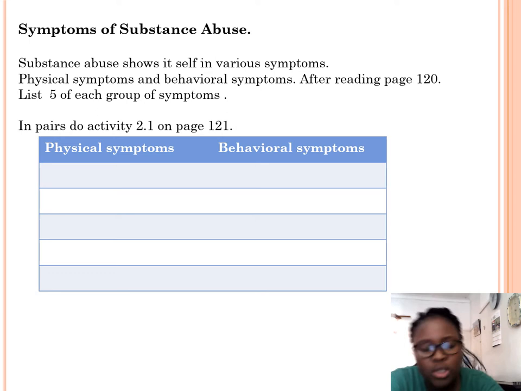Just to clarify the difference, physical symptoms are the ones that you can actually see and pinpoint and say, okay, this person might be taking this drug because their eyes look red, they look teary, their pupils are dilated, all of those. They are gaining a lot of weight, they are losing a lot of weight. Those are just on the physical aspect of their being.